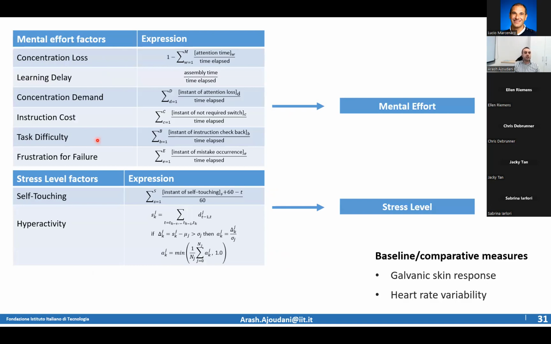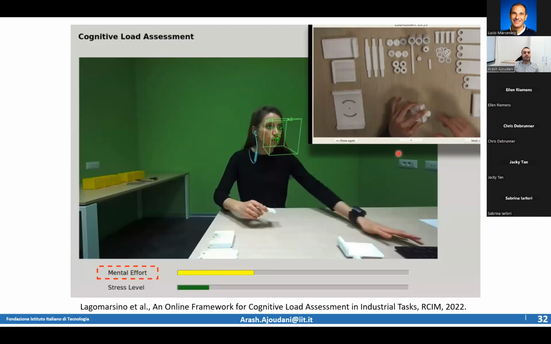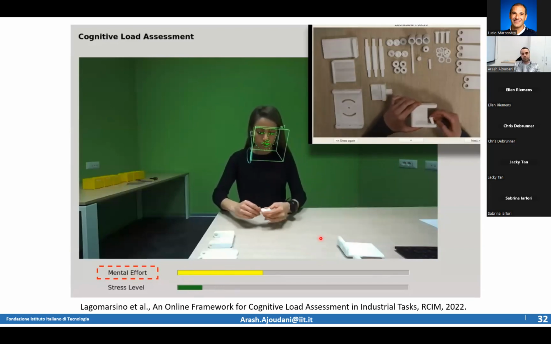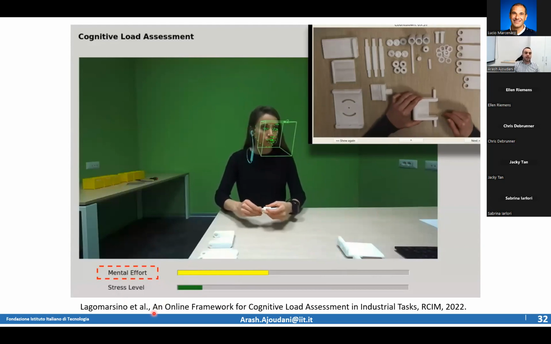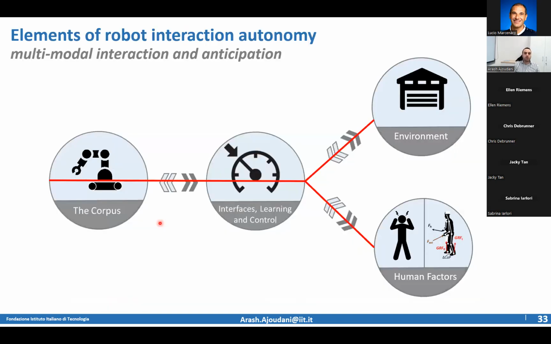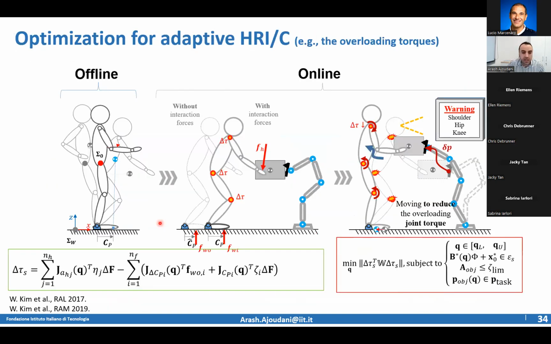So if you put them all together, you can tell how much the mental effort and the stress level of the person is, and eventually create some index saying that, okay, in this particular moment, the estimation is that the mental effort of this person is this much, and the stress level is this much. And I will tell you how we use this information in human-robot interaction.